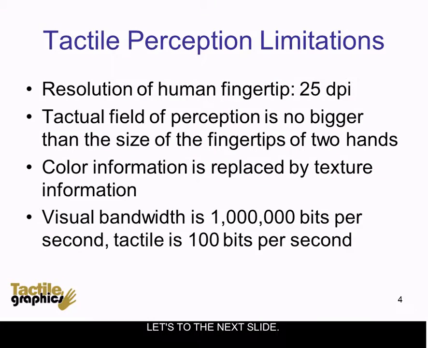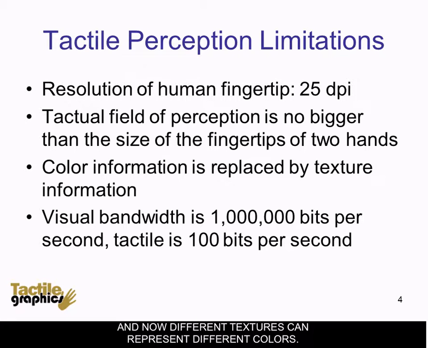So let's go to the next slide. But what are the tactile perception limitations? Well, it's well known that the resolution of the human fingertips is not high. It's not like the visual perception. So here I say it's 25 dpi, dots per inch. And that's been verified scientifically. A tactile field of perception is no bigger than the size of your fingertip, so it has a very small field of view. And then color information, if there is color information, can be replaced by texture.